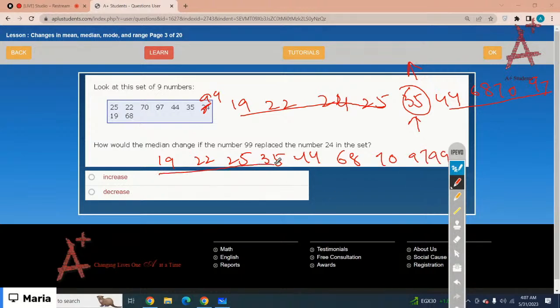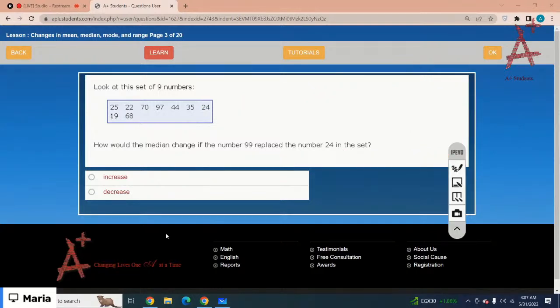Okay, now 1, 2, 3, 4, and 1, 2, 3, 4. Now the median is 44. See, that means the median of the data is increased. Got it? The correct option is increased. It would be increased from 35 to 44. So the correct option is increase.